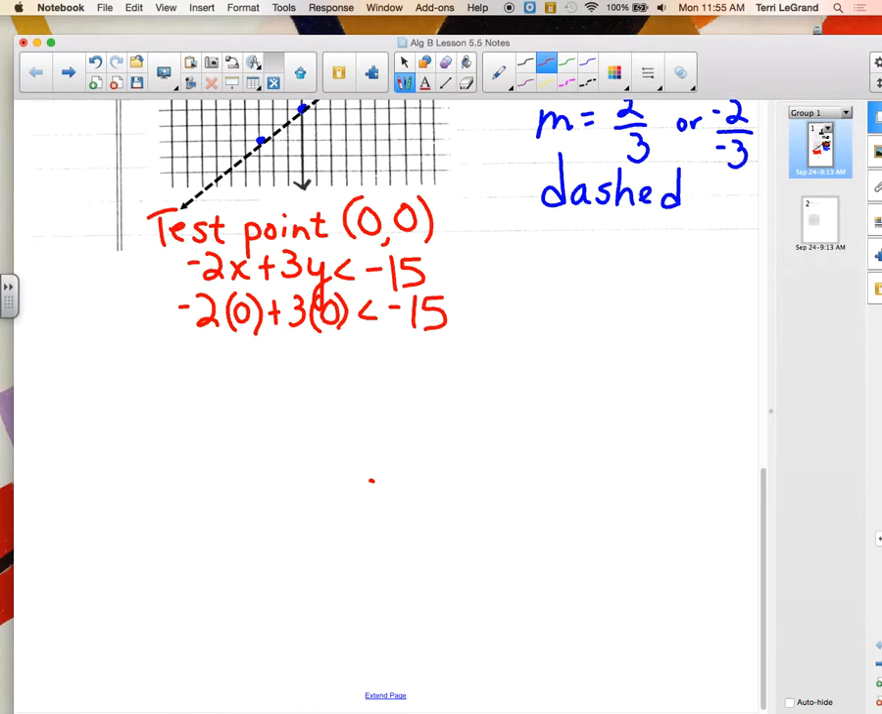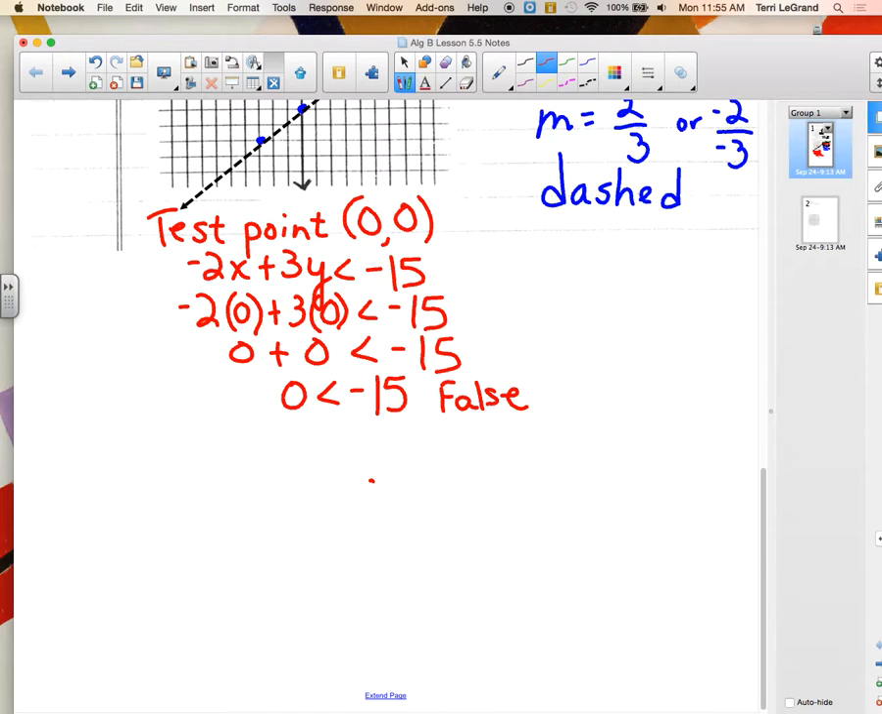Okay, so negative 2 times 0 is 0. 3 times 0 is 0. See why that one's so nice? 0 plus 0 is 0. 0 is less than negative 15, true or false? False. So that tells us what?